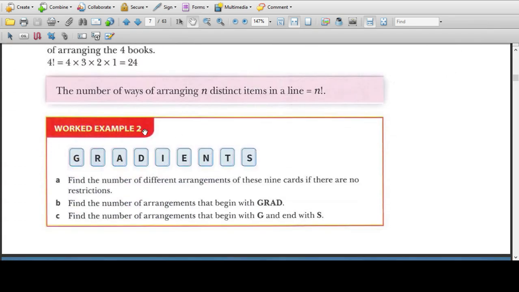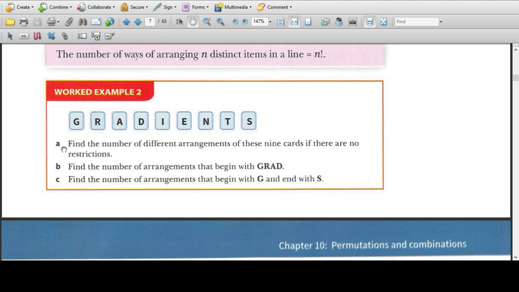Similarly, this worked example. Find the number of different arrangements of these 9 letters if there are no restrictions. No restriction means the first letter has 9 possibilities, any one may be the first letter. The second letter has 8, and similarly 7, 6, 5, 4, 3, 2, 1. So there are 9 letters, so there are 9 factorial arrangements for part A. So it will be 9 factorial.